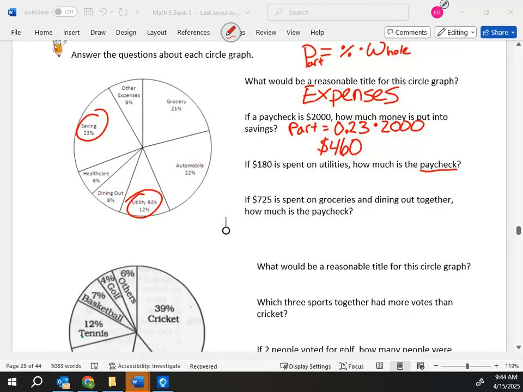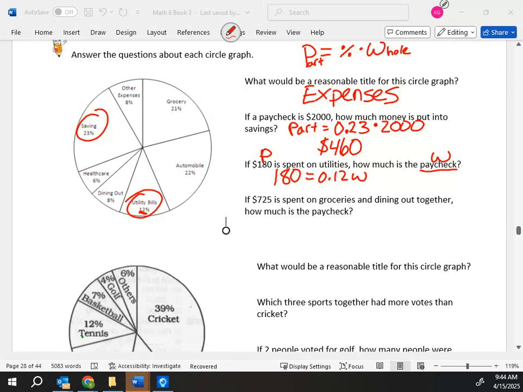What is our part? Do we know our part? We do. Our part is how much is being spent on utilities. We're looking for that whole of our paycheck. The paycheck is that whole circle, how it's being spent. Okay. So we know our part, so we're going to fill in that part of 180 equals. We know our percentage for utilities is 12%, so 0.12. And we're looking for that whole number. How much is it all together?